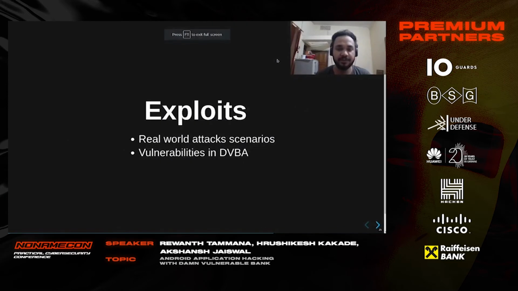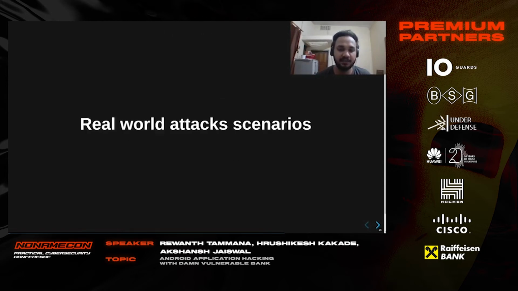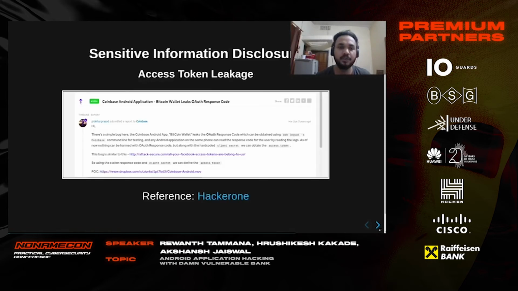So in the exploit section, we are going to talk about real world attack scenarios and vulnerabilities in DVBA. So let's begin with real world attack scenarios. First we are going to discuss sensitive information disclosure. In this, we are going to talk about a researcher report that was disclosed on HackerOne, and the application was Coinbase. In the Coinbase application, there was a bug where logging was enabled, which would result in the highest impact for access token leakage.